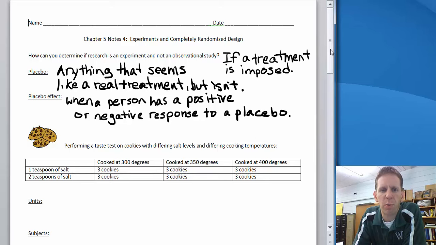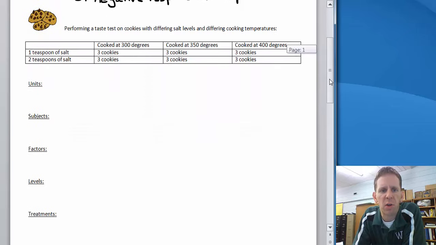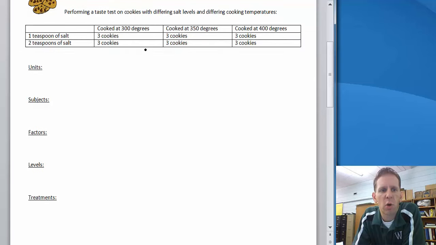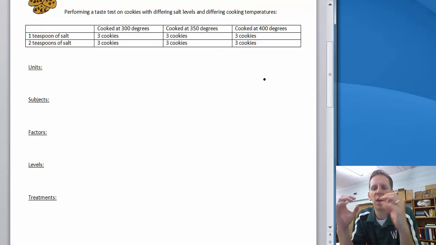We're going to take a look at an example of an experiment where we have imposed a treatment. In this case, we're going to look at a taste test on cookies with differing salt levels and differing cooking temperatures. So we're going to cook 3 cookies at each of these different salt and temperature readings. So we're going to make 3 cookies in which the recipe used 1 teaspoon of salt and the cookies were cooked at 300 degrees. We'll bake another 3 at 350 degrees with the 1 teaspoon of salt and 3 more cookies with 1 teaspoon of salt in the recipe cooked at 400. We'll do the same 3 cookies at these temperatures with 2 teaspoons of salt as well. So there's kind of 6 different batches of 3 cookies. Each set of 3 cookies has a different salt content and was cooked at a different temperature.